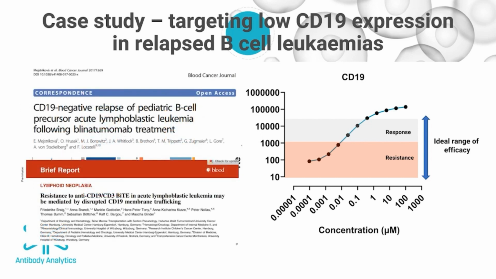Beyond CAR-T, similar reasons for resistance has been reported for Blincyto for B-cell acute lymphoblastic leukemia. So using these publications as a guide, we can define a broad area of expression levels that are linked to lower or higher risk of resistance to therapy. Therefore, an ideal CD19 targeting therapeutic would retain efficacy at all levels of CD19 expression.